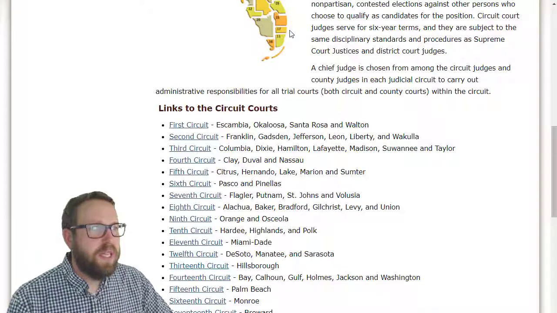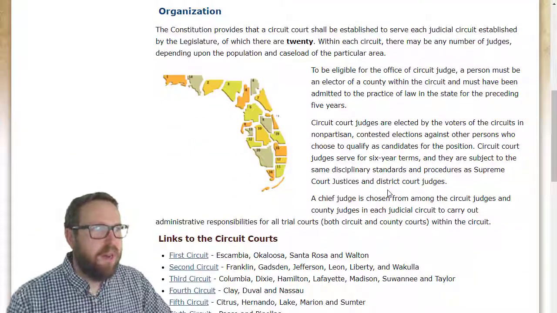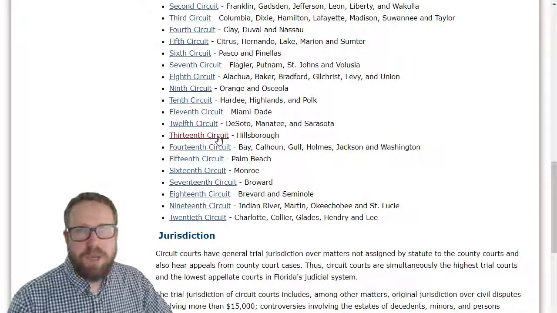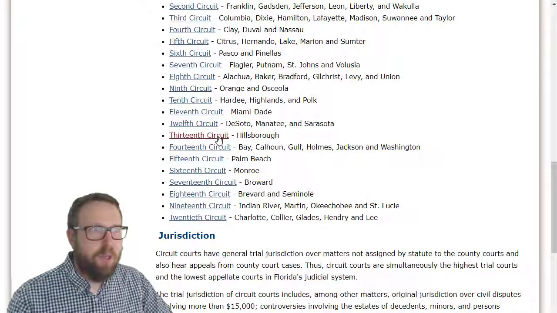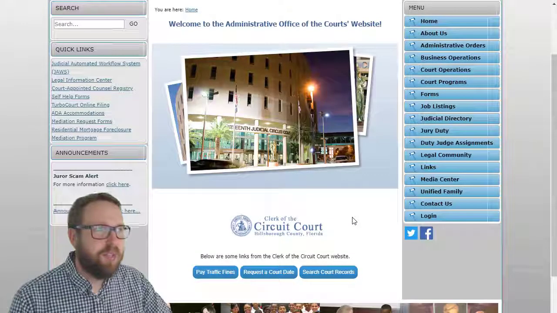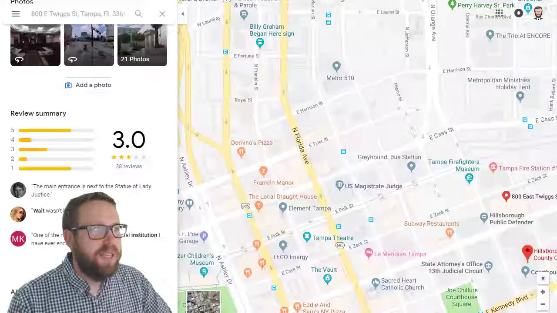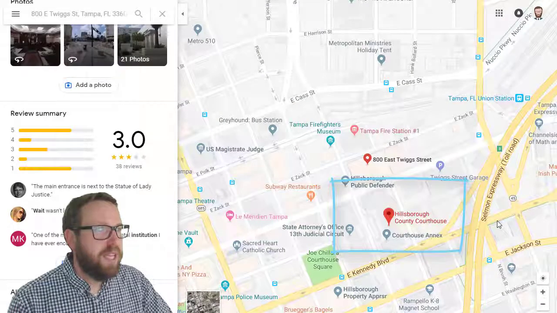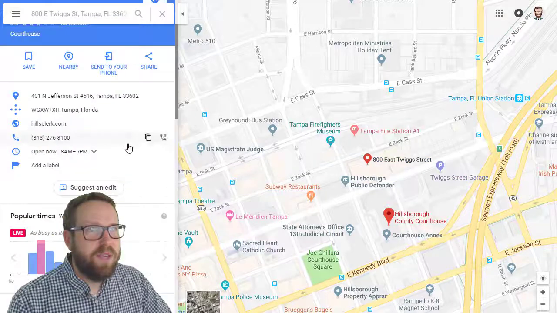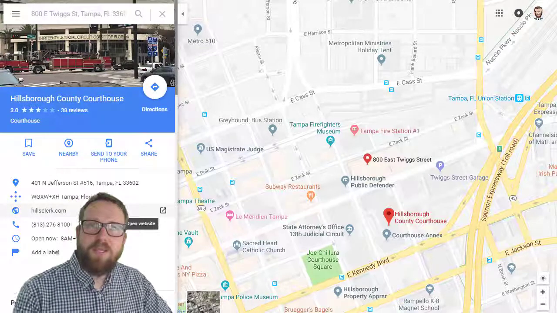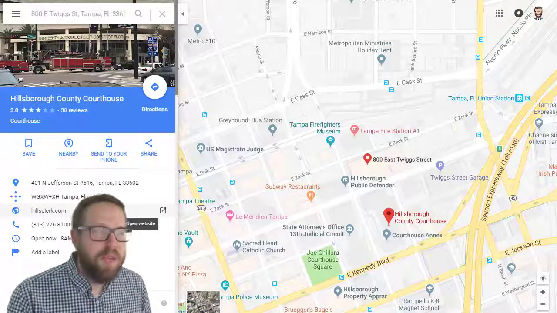But anyway, the trial courts, we click on those. Here it has a geographic map of all the courts, and we're actually in Hillsborough County, which is where Tampa is, and Riverview, where the Cooley Law School campus is, in the 13th circuit. So here is that website. And then if you Google the address, it shows you exactly where it is right here. And then there's lots of nifty pictures here in the Google Maps area, so you can familiarize yourself with the courthouse. So anyway, that's the court system for Florida.